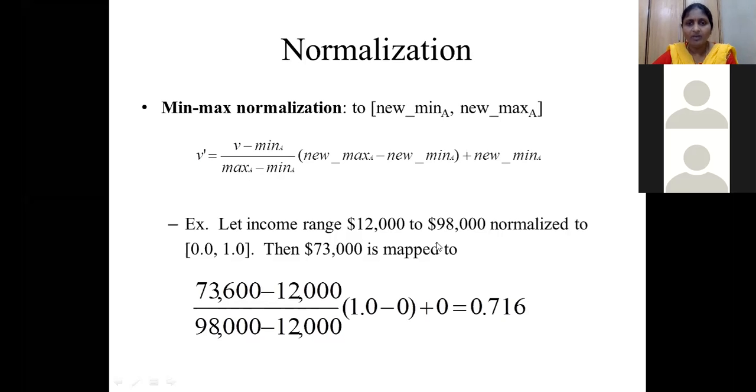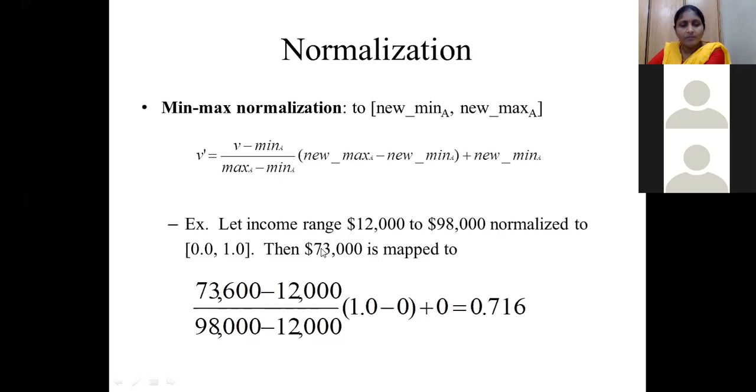What is the maximum value of that income? 98,000. So for that particular attribute A, అంటే ఇన్కమ్ అట్రిబ్యూట్ కి minimum, maximum వాల్యూస్ ఇక్కడ మనకి తెలుస్తున్నాయి. వాటిని నార్మలైజ్ చేయాలి, నార్మలైజ్ టు ఏ రేంజ్ 0 to 1. ఇక్కడ రేంజ్ 0 to 1 ఇచ్చారు. అంటే new_min 0, new_max 1.